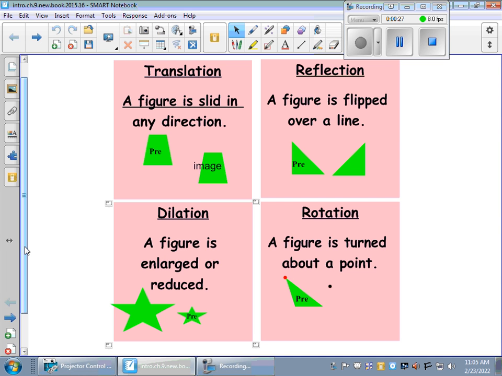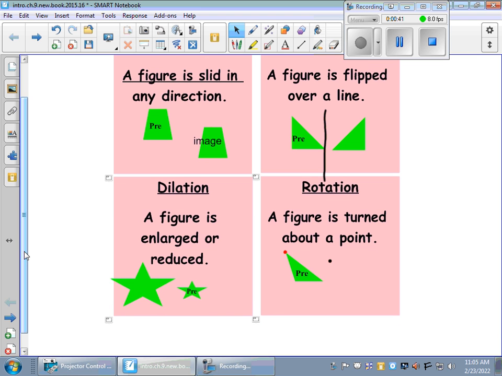To the upper right is a reflection. A figure is flipped over a line. In this case, going from the pre-image to the image, that would be reflected over that line, which is the y-axis. And we're going to go through this in detail. I'm just going to give you an overview.